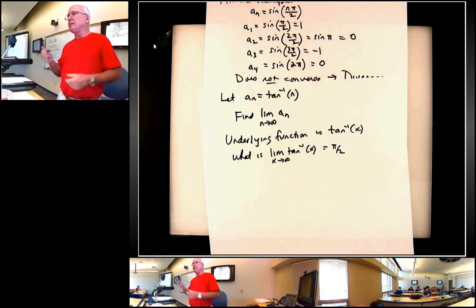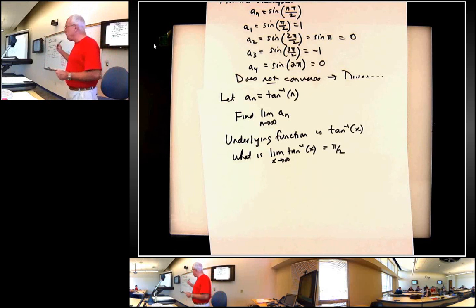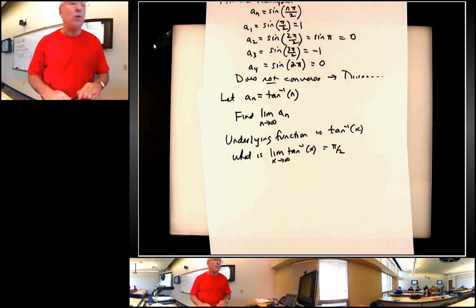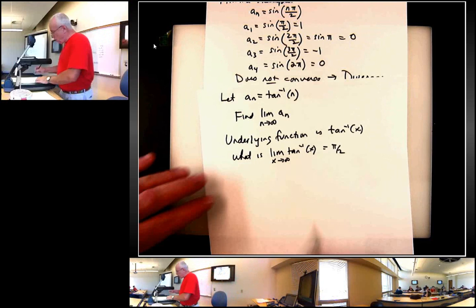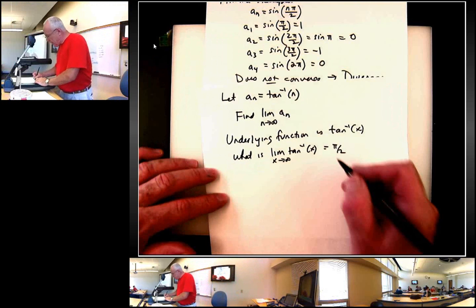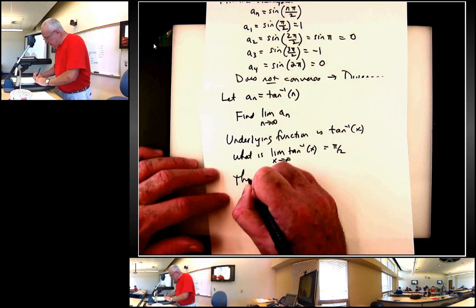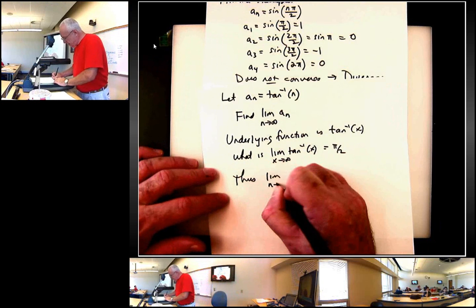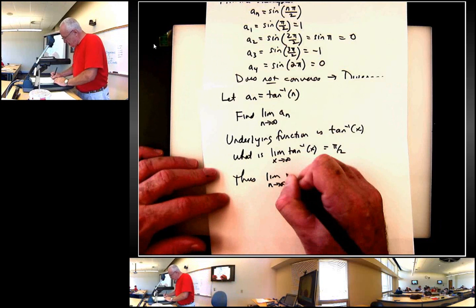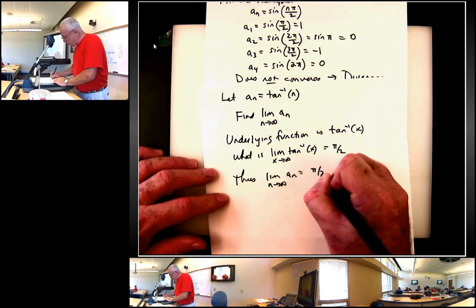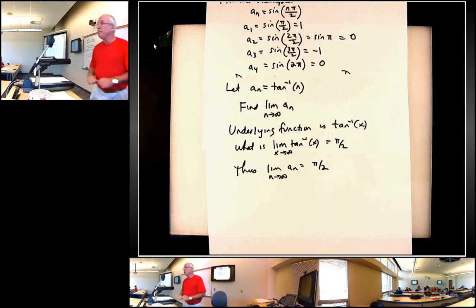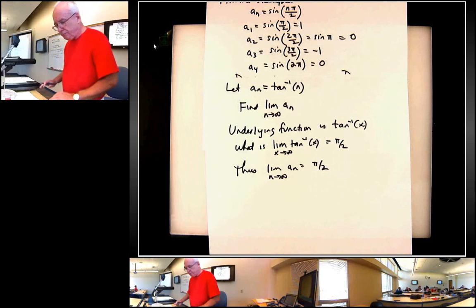In fact, I think that's also one of the formulas on that facts and formula sheet. So therefore, because we know that that limit is pi over 2, thus the limit as n goes to infinity of a sub n is also equal to pi over 2, because of the underlying function.